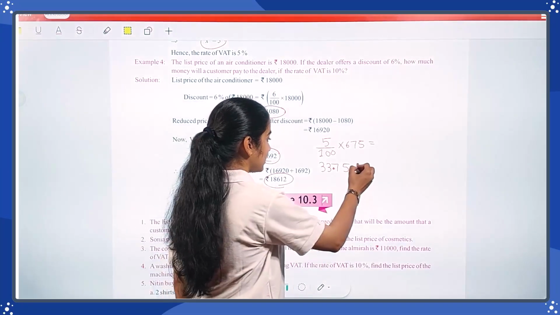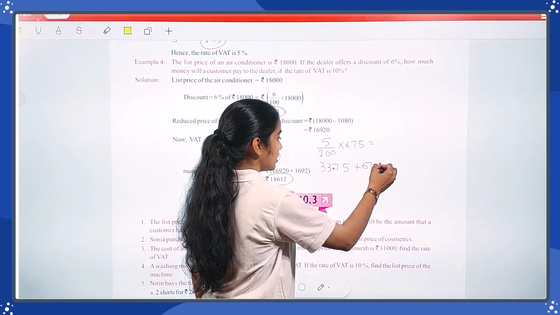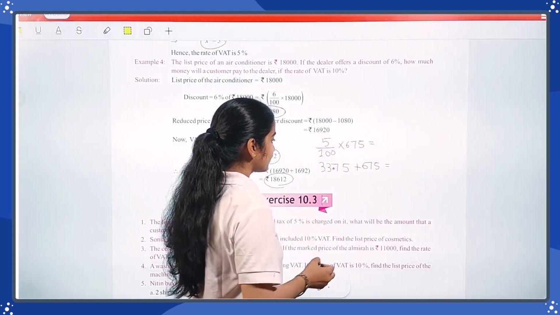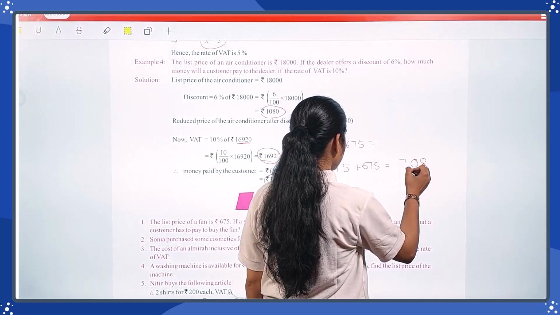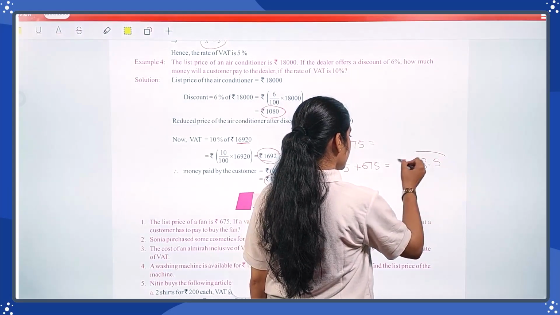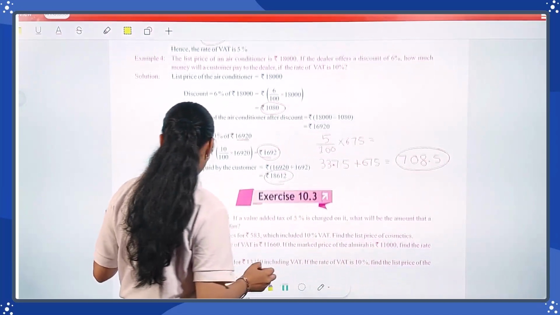5 5s are 25, 5 7s are 35, 5 6s are 30, so this is 33.75. Now we have to add this amount to 675, which gives 708.75. This is the final amount you have to pay.